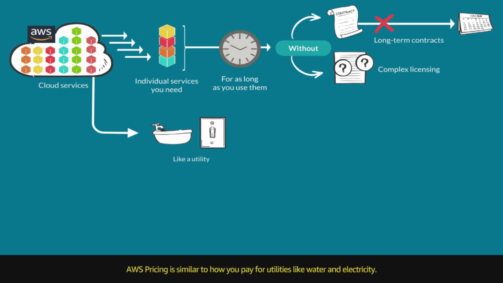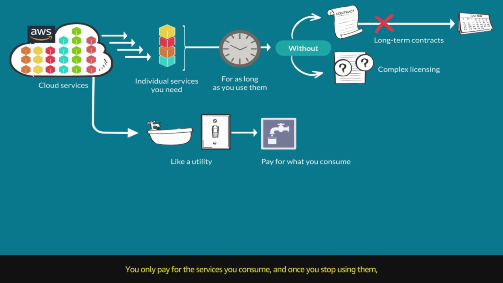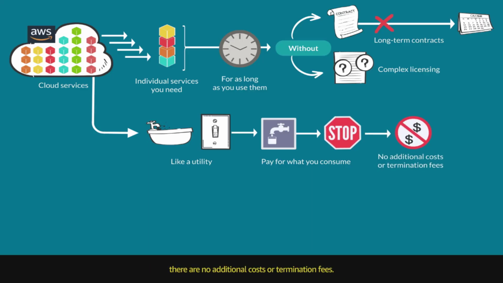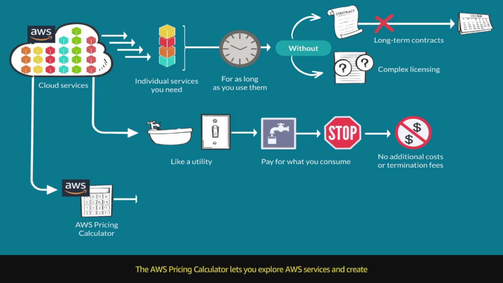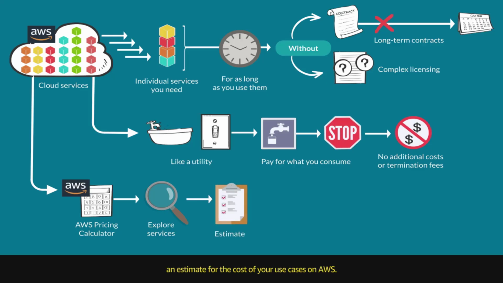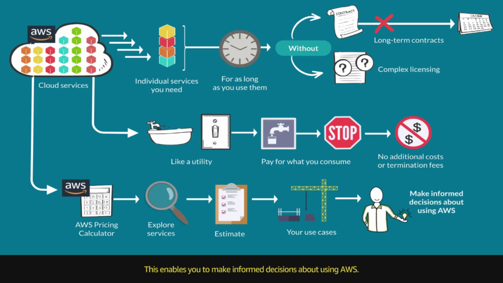AWS pricing is similar to how you pay for utilities, like water and electricity. You only pay for the services you consume, and once you stop using them, there are no additional costs or termination fees. The AWS Pricing Calculator lets you explore AWS services and create an estimate for the cost of your use cases on AWS. This enables you to make informed decisions about using AWS.